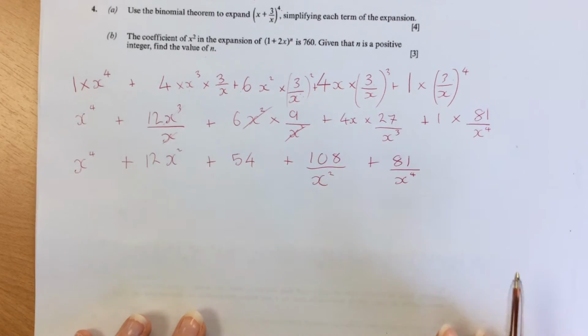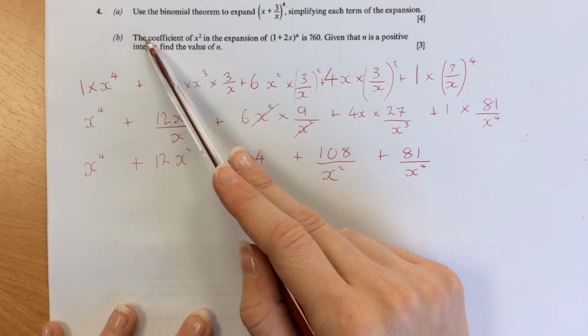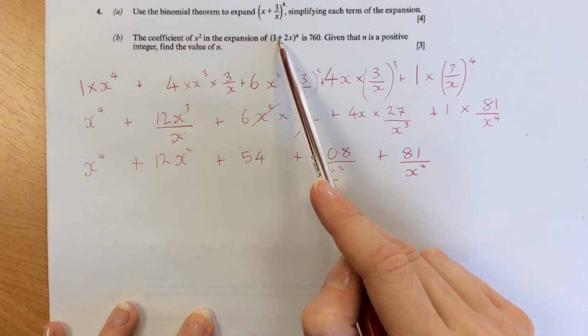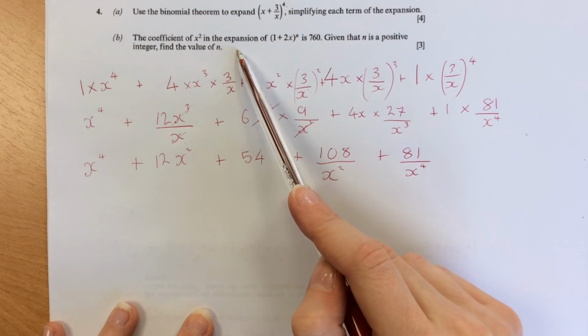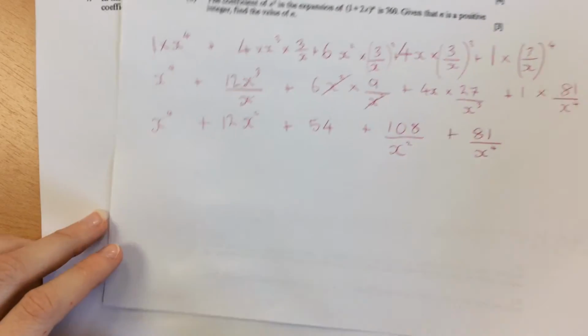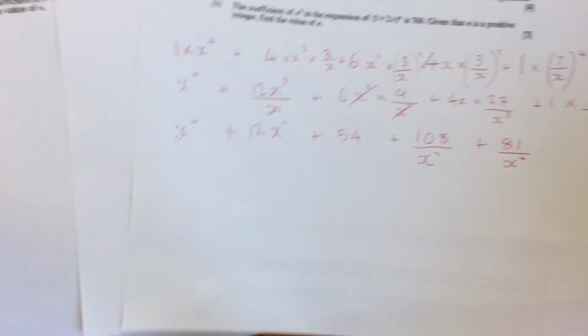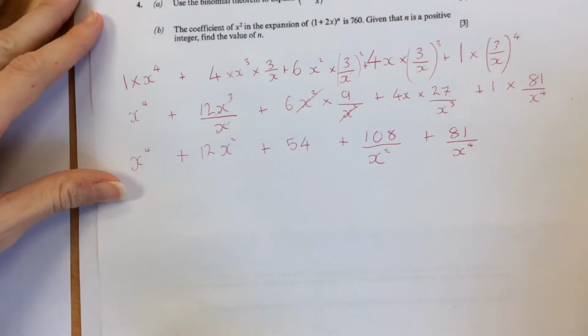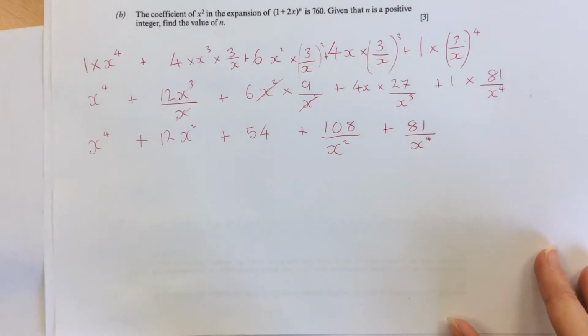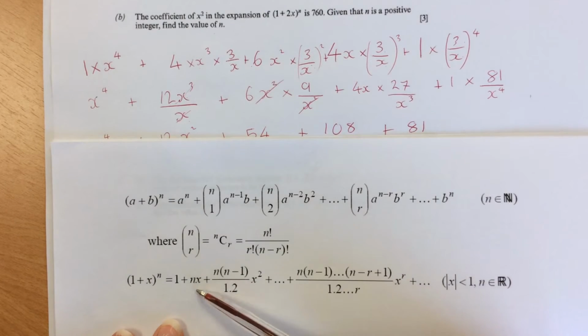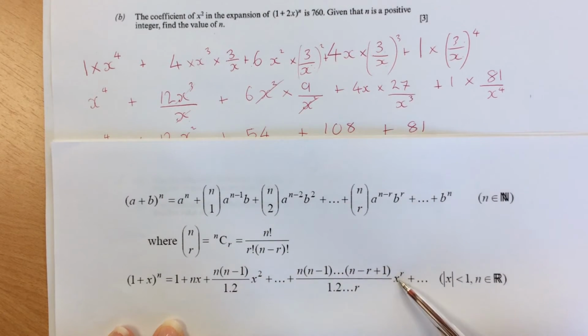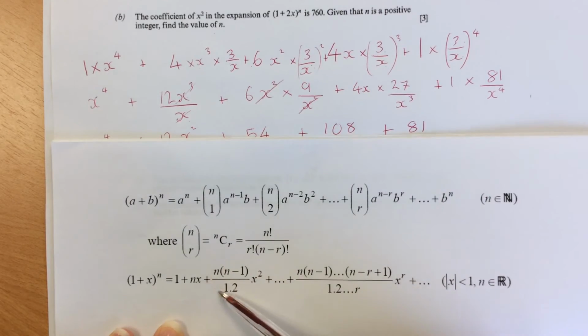Okay, part B then is an n question. The coefficient of x squared in the expansion of this is 760. n is positive, find n. So this is where you're going to use the equation, which I have here. Hold on a second. You're going to use this equation here, because we've got x squared, and then x to whatever power. So we're going to focus on this part here, which is x squared.